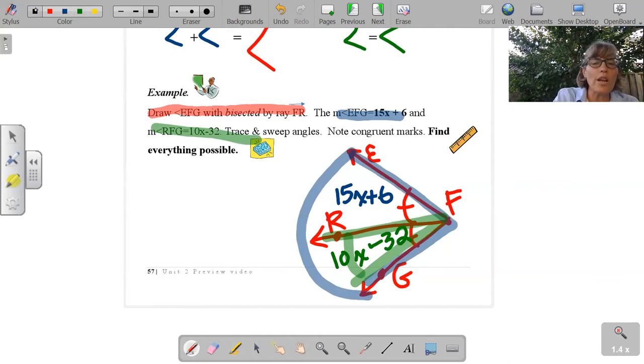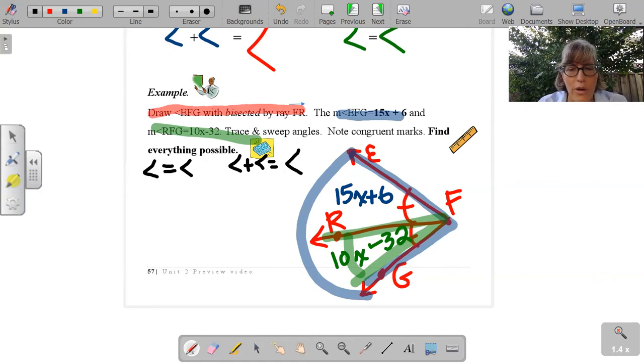So we have two scenarios. Our two scenarios would be angle equals angle, and angle plus angle equals a bigger angle. So you look at what you have here. Warning, the blue and the green are not equal. What is true is that these two greens add up to the blue.